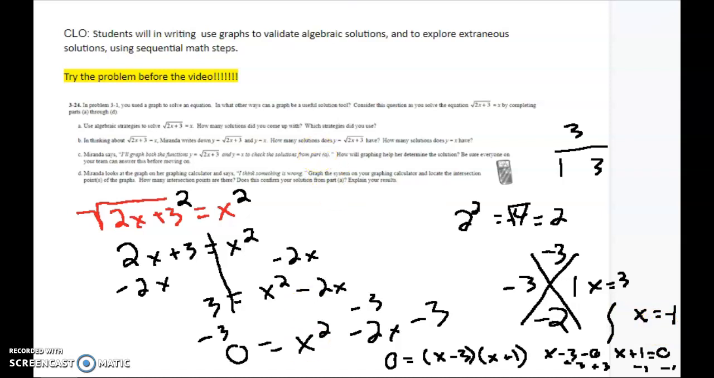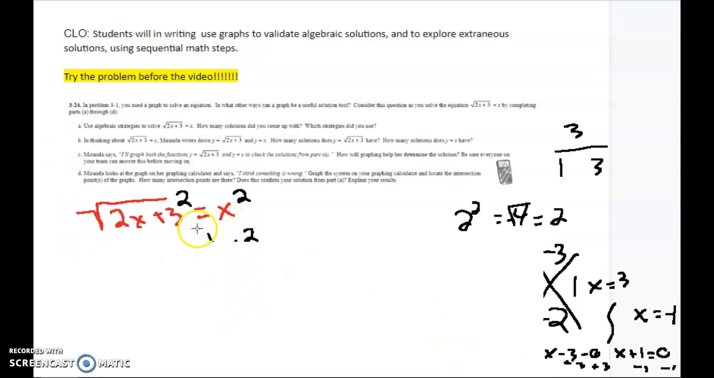So let me go ahead and clean this board just a little bit, okay? Just a little bit. Give me a just a little clean here.